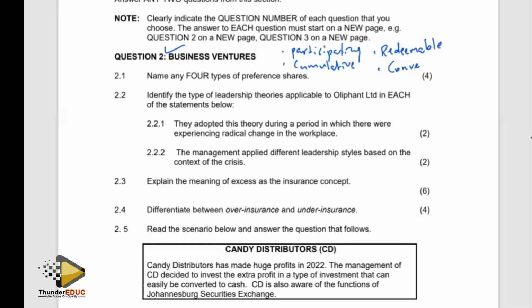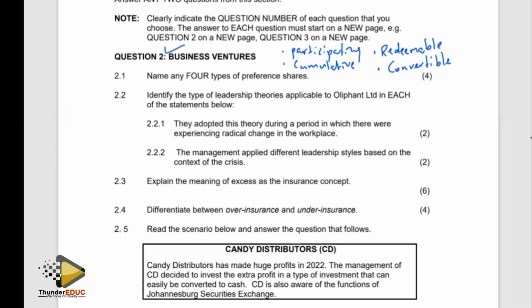So now, if you still remember, these are preference shareholding. We have participating, and we also have non-participating. And we also have cumulative, that goes together with non-cumulative. We also have redeemable that goes together with non-redeemable. And lastly, we have convertible, which goes together with non-convertible. Okay, right, great thoughts. So now let's move on to 2.2.